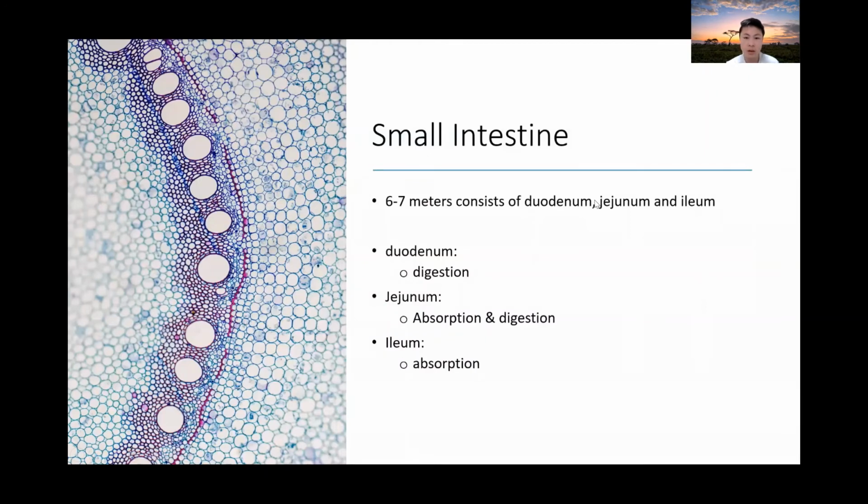Small intestine. The small intestine is around 6 to 7 meters, and it consists of the duodenum, jejunum, and ileum. In the duodenum, it receives bile from the gallbladder, and it also receives pancreatic enzymes, including trypsin, amylase, and lipase. In the jejunum, its function is absorption and digestion, and there are villi for absorption. And in the ileum, it's only absorption.